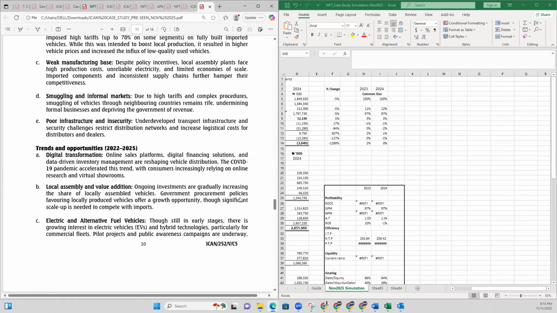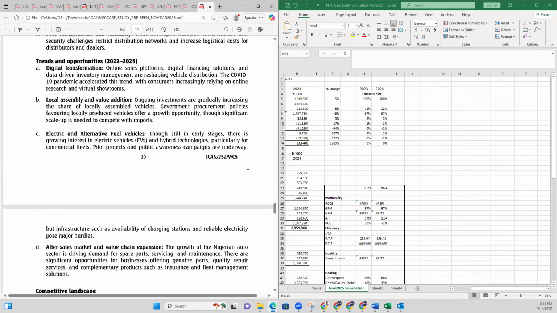Trends and opportunities, 2022 to 2025. A. Digital transformation. Online sales platforms, digital financing solutions, and data-driven inventory management are reshaping vehicle distribution. The COVID-19 pandemic accelerated this trend, with consumers increasingly relying on online research and virtual showrooms.